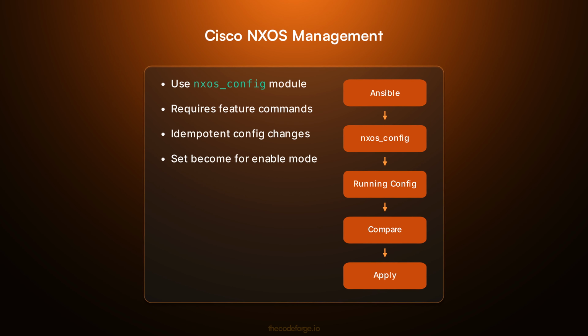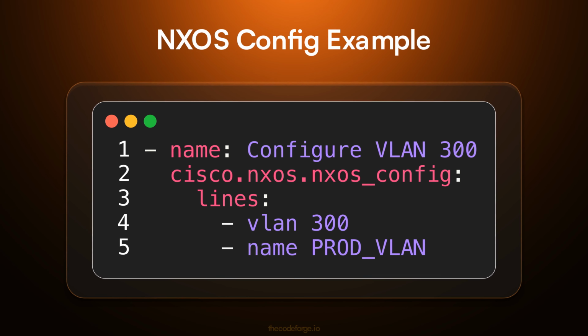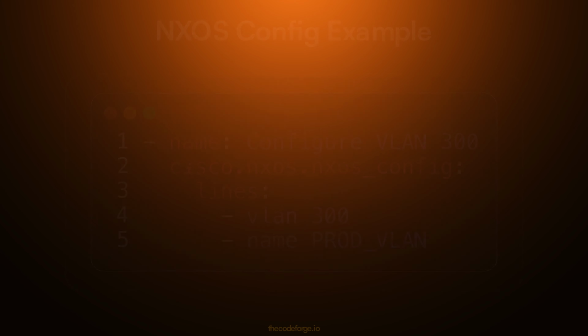Cisco NX-OS uses the nxos_config module. It's idempotent, but you must ensure required features are enabled before configuring related settings. For example, enable feature interface-vlan before configuring VLAN interfaces. This example configures a VLAN on NX-OS. The nxos_config module applies the changes idempotently.